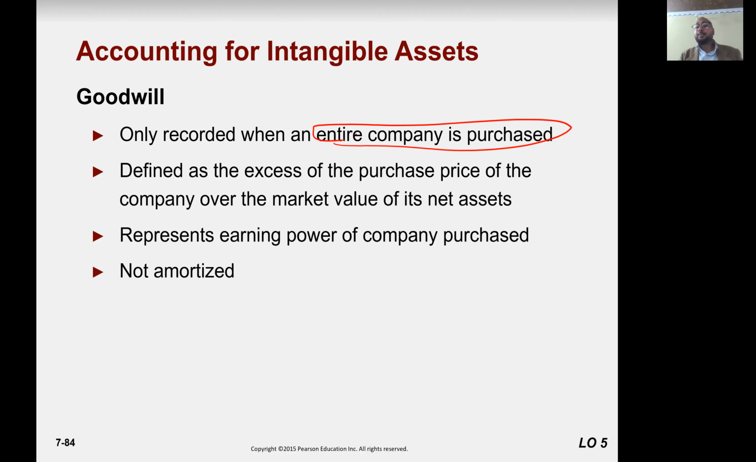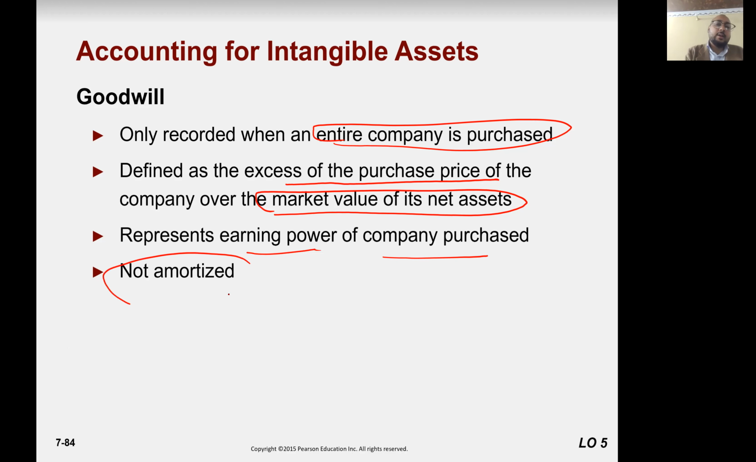You cannot create goodwill for your own business, because when you sell your business, the goodwill is going to be calculated. The value you pay above the cost of the assets, we call this goodwill. But before acquisition, you cannot calculate that. So it is defined as the excess of the purchase price of the company over the market value of its net assets. So it represents the earning power of the company purchased, and these are not amortized.